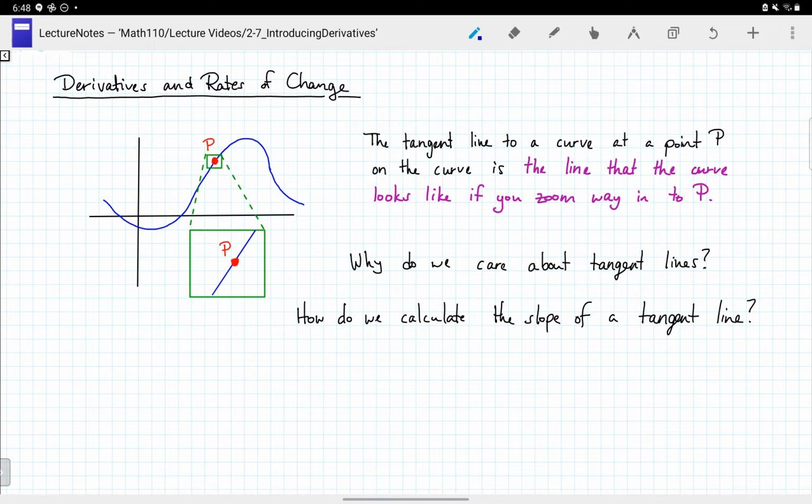So imagining zooming way into that point, if you zoom in far enough, then that curve is going to start looking like a straight line. Basically, on the microscopic level, you don't see much curve to it. You kind of see it look pretty linear. And if you think about why we care about tangent lines, the tangent lines really describe the way that the function is changing at that point.